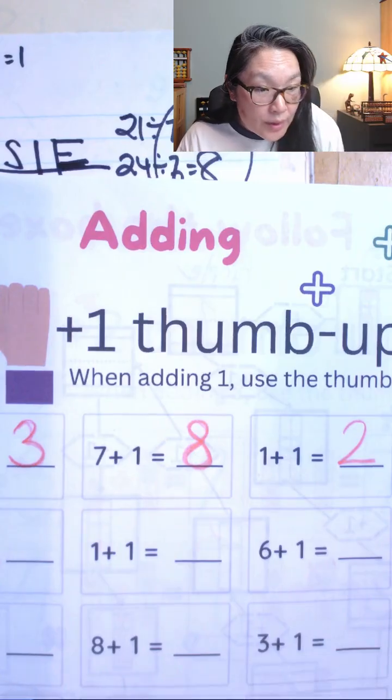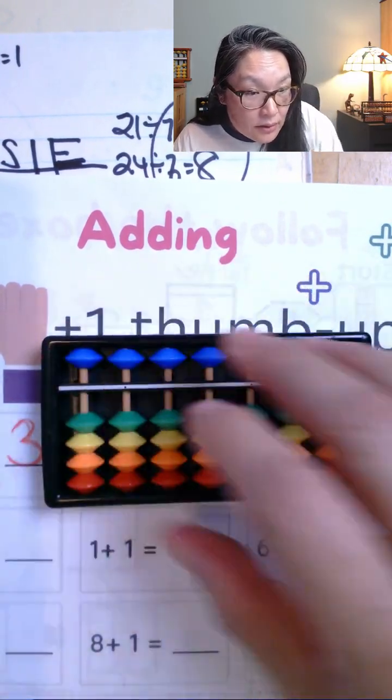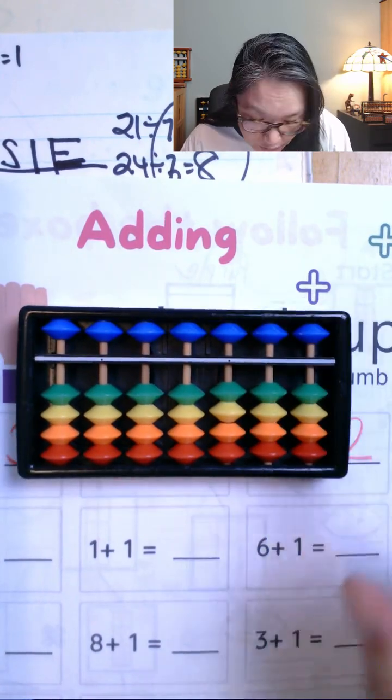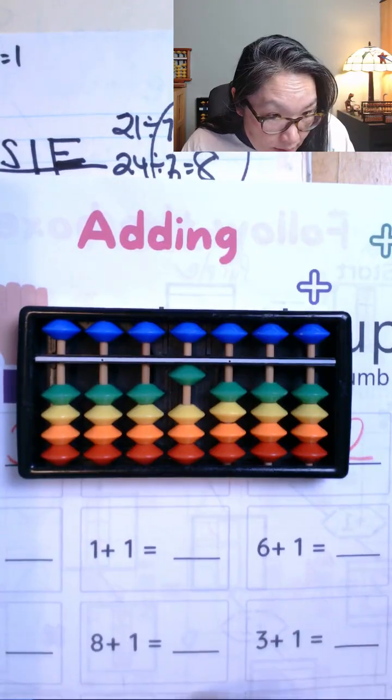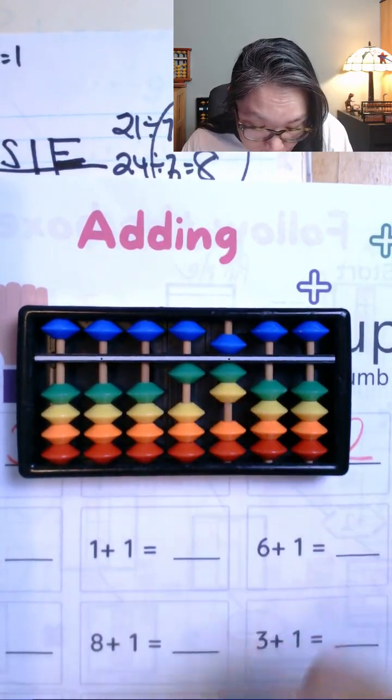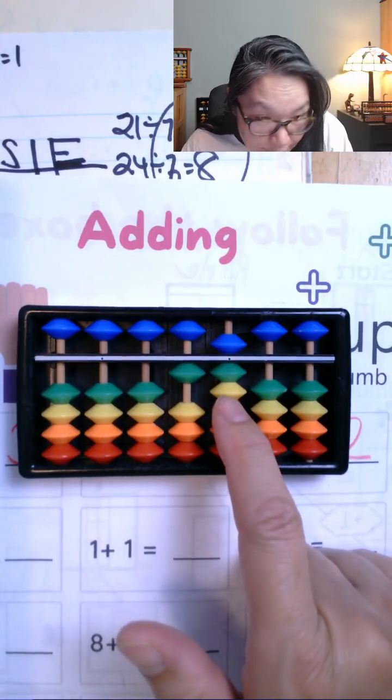So the top blue bead is always going to be 5. For example, 17 would be one green one, and then in the tens place, one blue, one green, and one yellow. Correct, because all the bottom beads have a value of 1.